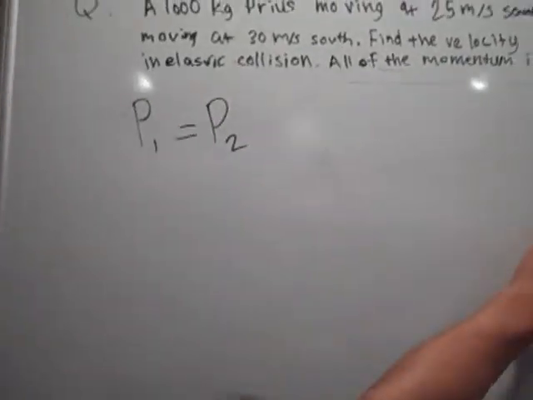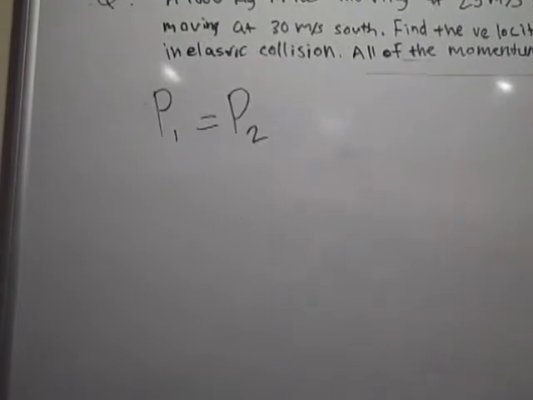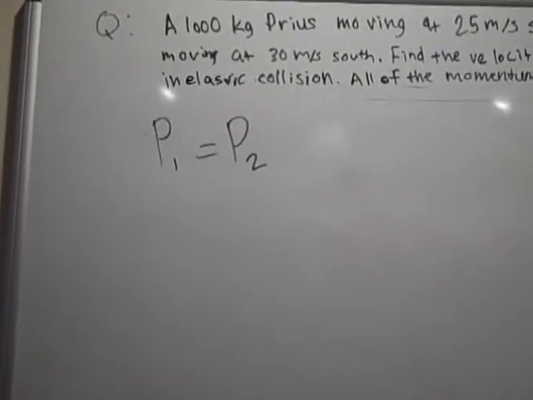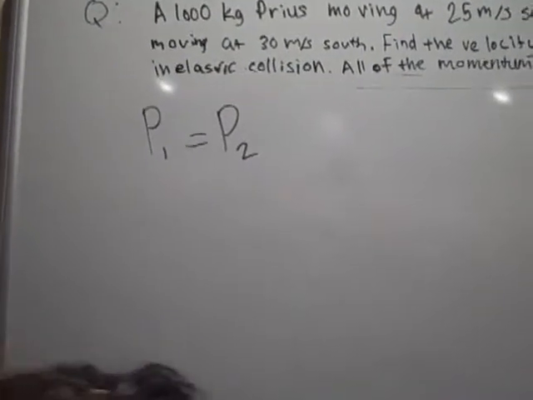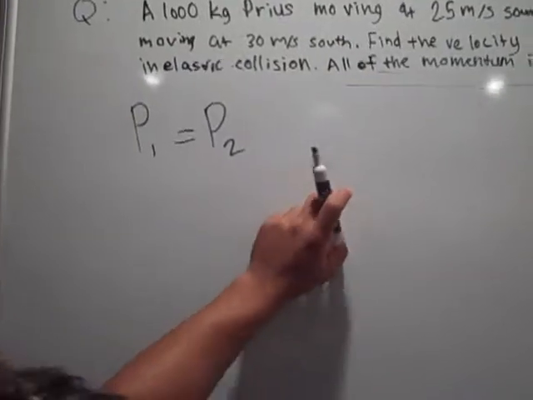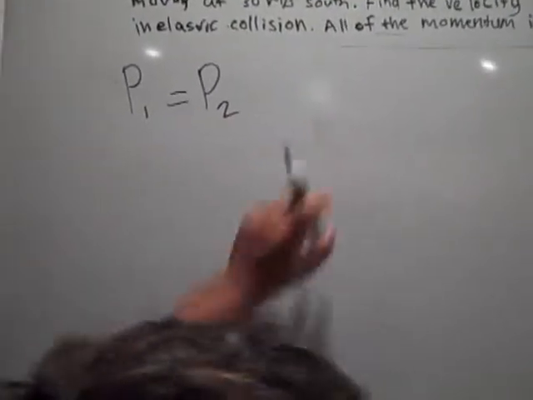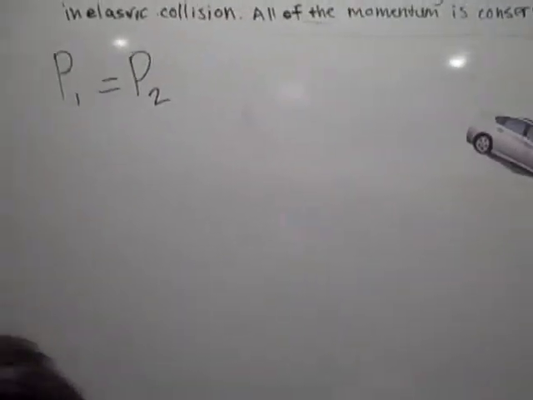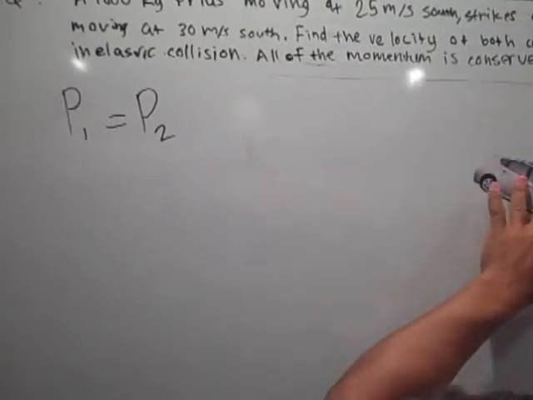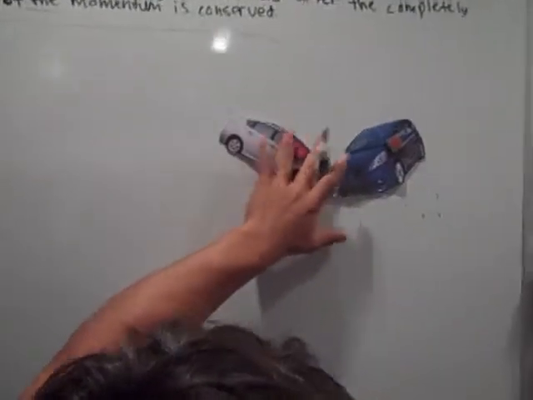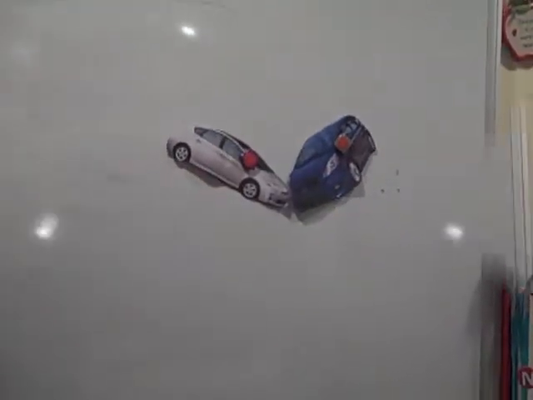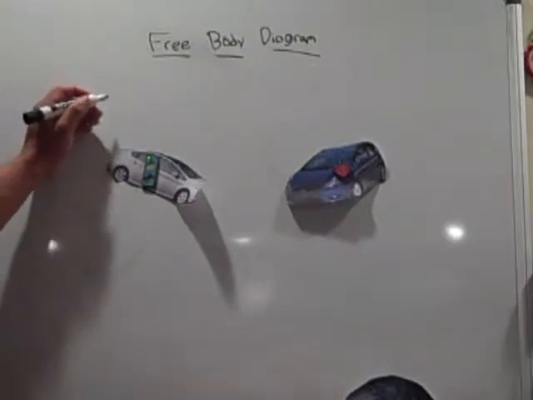So we have our two cars right here. We have a Toyota Prius and we have a Honda Fit. Inelastic basically means that the total kinetic energy after the collision is less than the total kinetic energy before the collision, so it will be a lot easier to solve using momentum. Completely inelastic means that as the two objects collide, they'll stick together and then move as one after the collision.